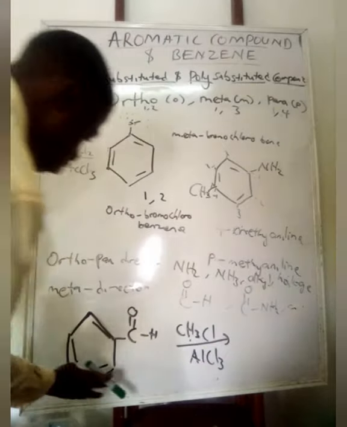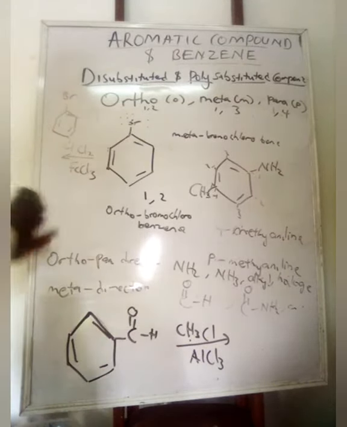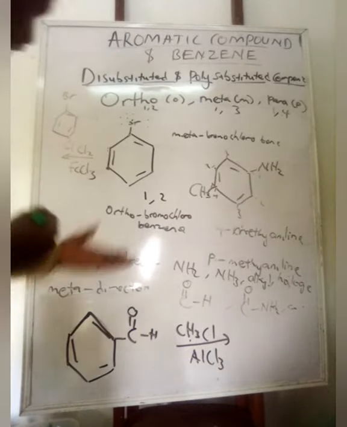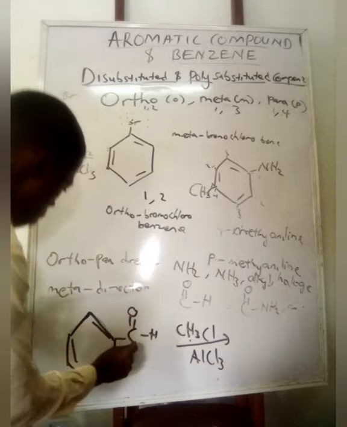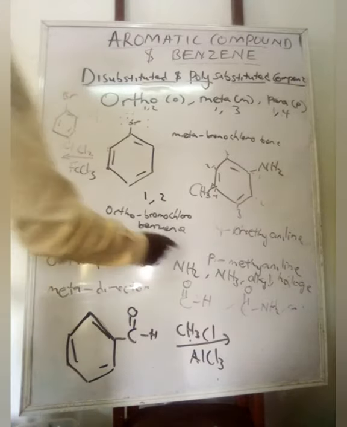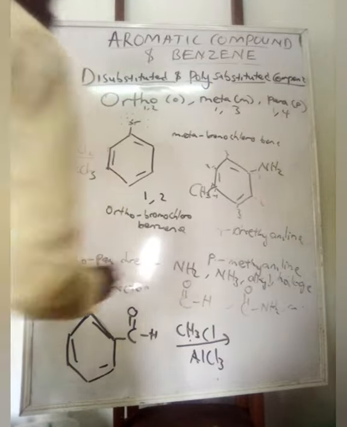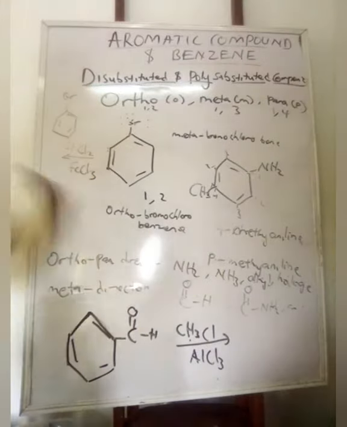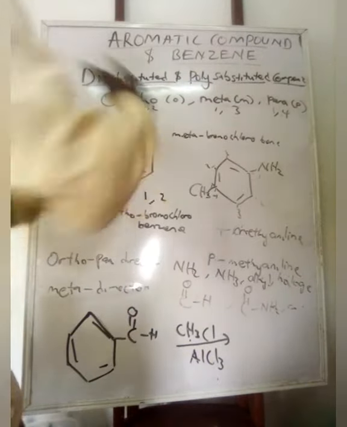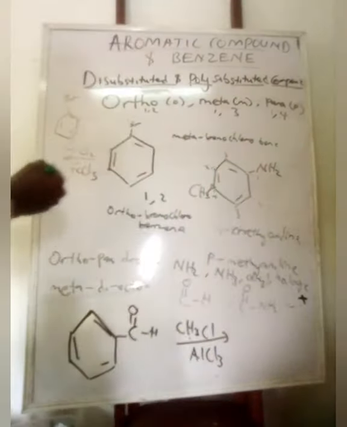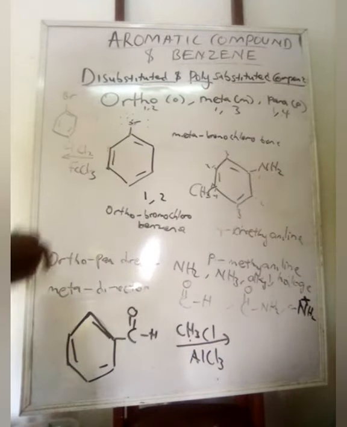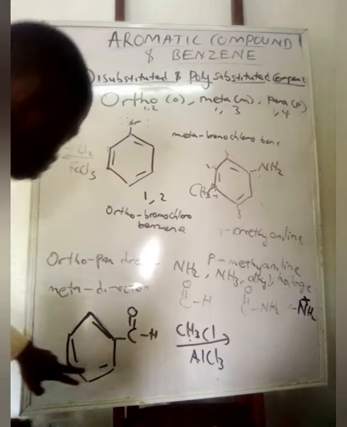Now for us to attach this CH3 to the benzene, the substituent on this benzene is going to determine the position of the methyl group. The first thing is: is this ortho-para director or meta director? For meta director, if the atom bonded to the benzene has a double bond or triple bond, that identifies it. For ortho-para director, the atom bonded to the benzene has a lone pair of electrons, or it is an alkyl group. But for meta director, the atom bonded to the benzene must have a double bond, or triple bond, or positive charge. I mean, NH2 plus is a meta director. Now for this, this was a meta director. Therefore, the substituent will attach to the meta position.